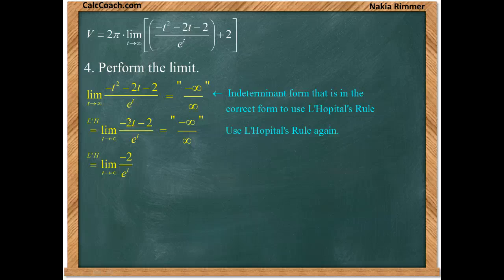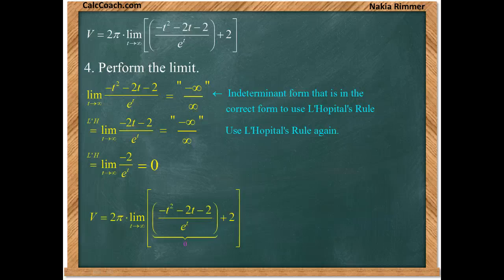The numerator stays constant at negative 2. It's the denominator that's getting very large. If you have a constant over a denominator that's growing, then it's going to go to 0. Okay, great. So the limit is 0.